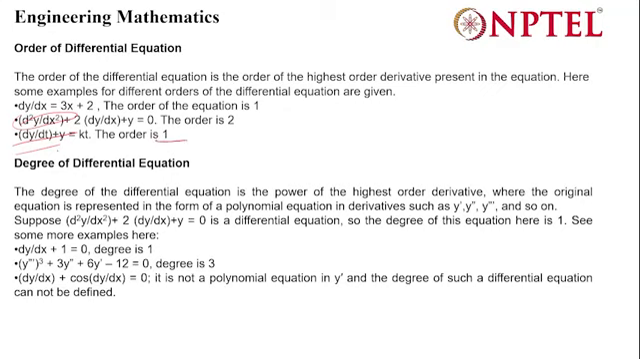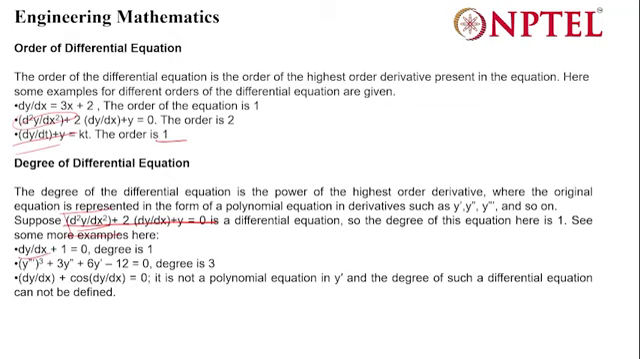Then what is the degree? The degree of a differential equation is the power of the highest order derivative, where the original equation is represented in the form of a polynomial equation in derivatives such as y', y'', or y'''. Suppose this is the equation. What will be your degree? The power of the highest order derivative. The highest order derivative is this, and your power here is 1. So the degree of the equation will be 1 here. Again in this example, this is your equation, the highest order derivative is this, and your power is 1, so your degree will be 1.